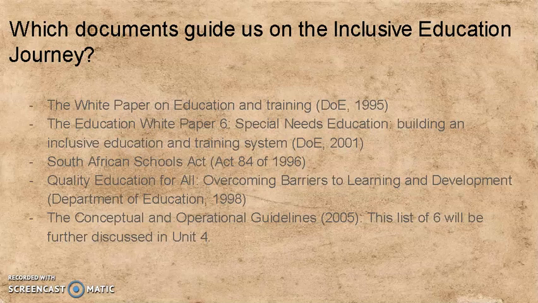We'll also be looking at Quality Education for All, Overcoming Barriers to Learning and Development, and then the conceptual and operational guidelines, which you do find on page 18 in that textbook. There's a list of 6 of them. We'll be discussing them more in Unit 4, but I've mentioned them here so that we understand that these documents are all of the ones that we need to consider. So I suggest that you create a folder on your laptop and keep all these documents together, because you'll refer to them in the future, and it's good to have them as a guide for yourself as a teacher in training and as a teacher.